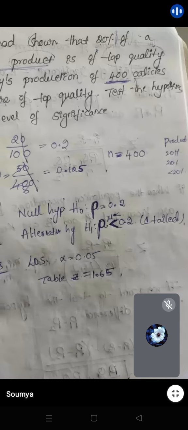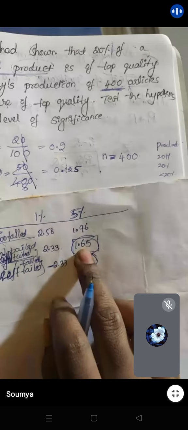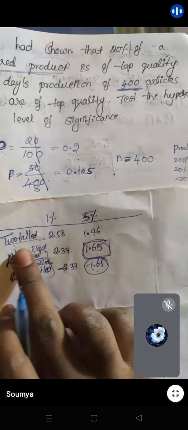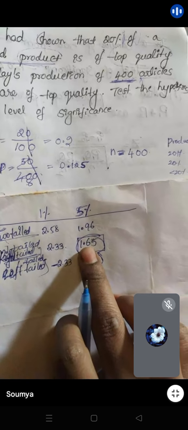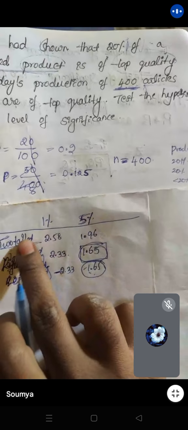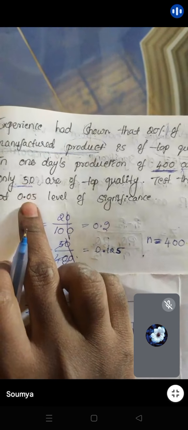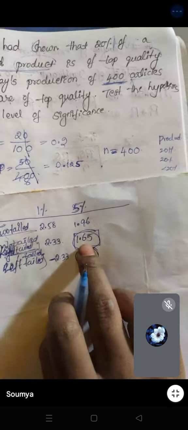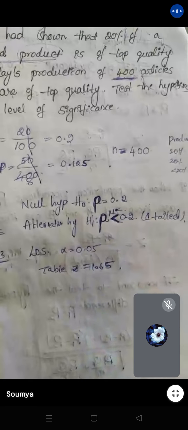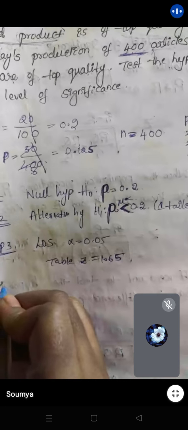So I think you all know this. One tailed means for 5% you have to go for 1.65. For two tailed 5% means 1.96. According to the question, here we have 5%, that's why I'm going for this one, and it is one tailed. What is step 4?